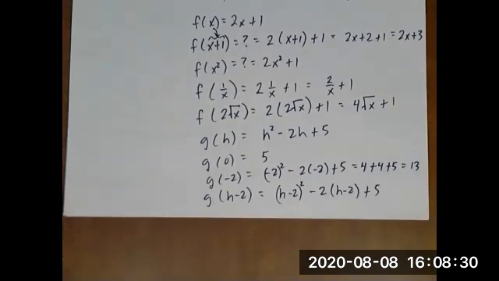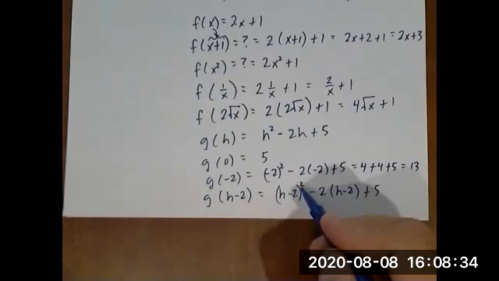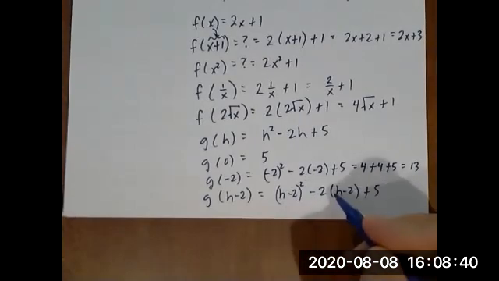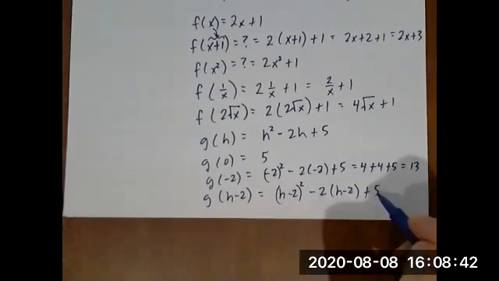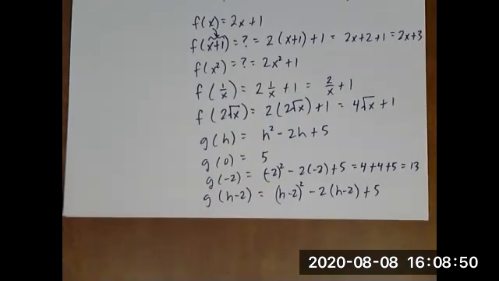Now you have to simplify this. So h minus 2 squared is like h minus 2 times h minus 2. You have to FOIL it. Then this, you distribute the minus 2, and then you combine like terms. I'm not going to take the time to do that because that's just a bunch of algebra, which I think you can do. I just want to give you another quick example of how this function notation works.